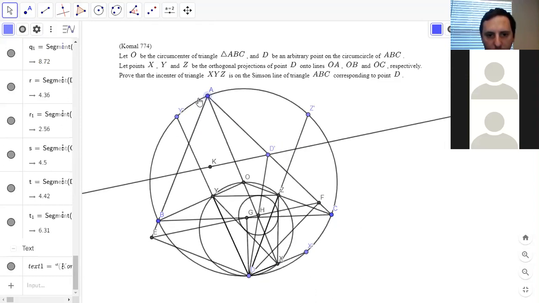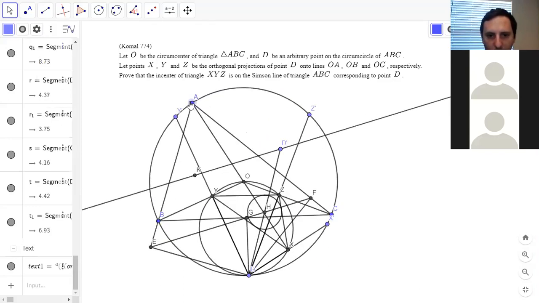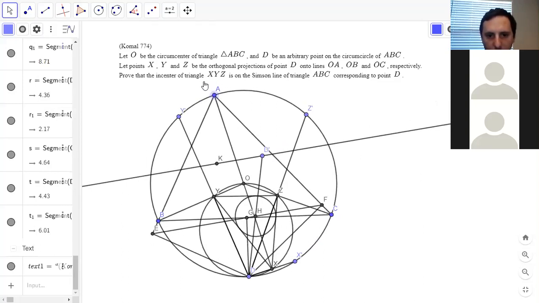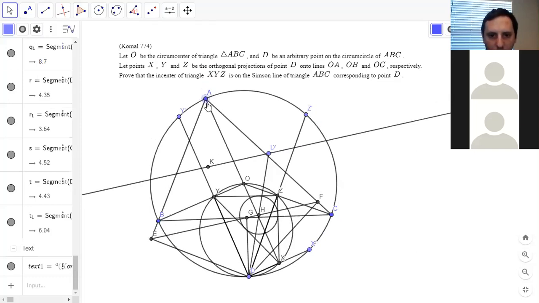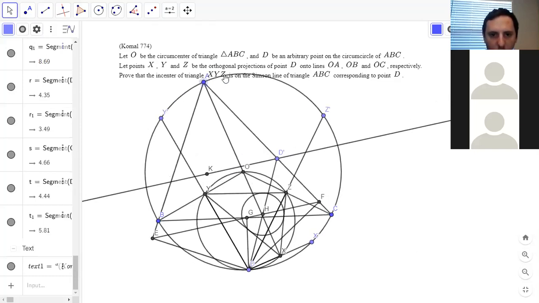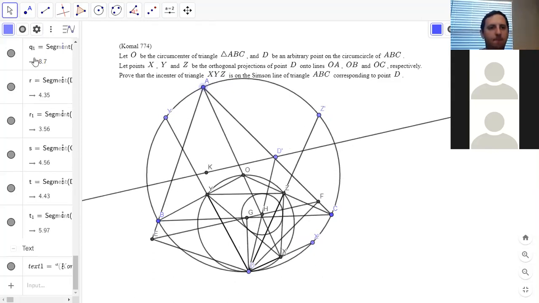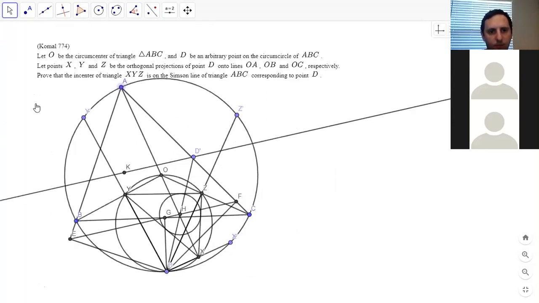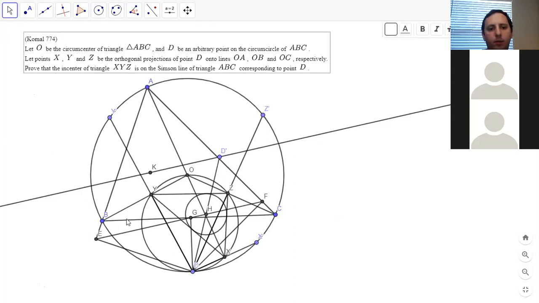Okay, I'm confused actually. It almost looks like these three concur, but I don't think they do. But yeah, I think if we could show, so is the Steiner line parallel to the Simson line, but through the orthocenter?